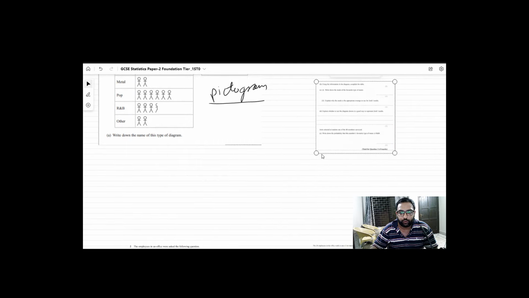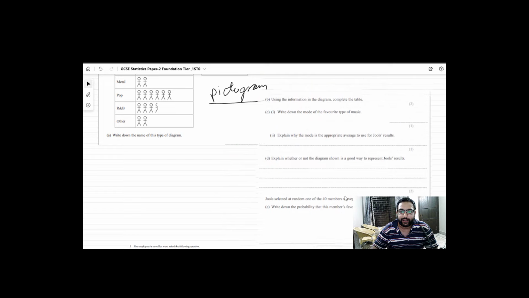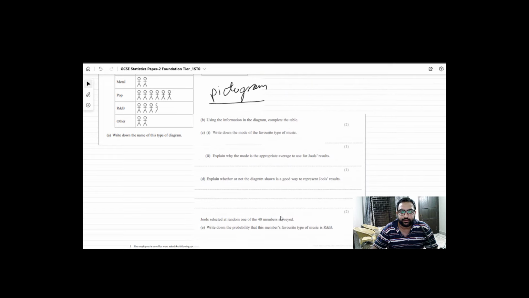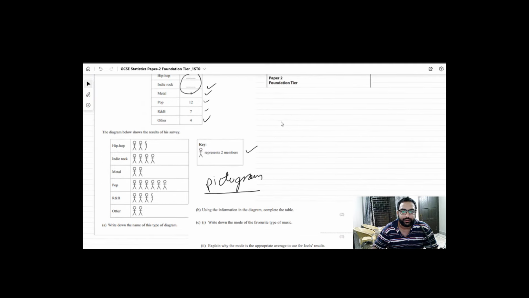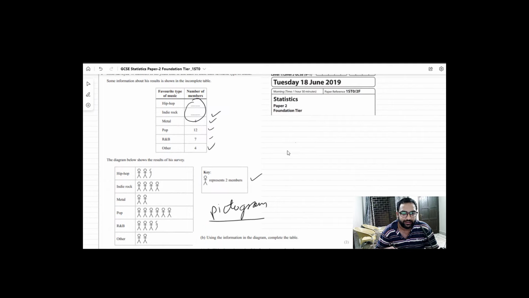Let me enlarge it and see what it says. In part B, it's saying using this information, complete the table. By using this diagram, we need to complete the table, and we know that hip hop and indie rock are missing. Hip hop is 2, 4, 5. We know it by using the key. As you can see, the key plays a very important role in identifying the quantitative variable. So I can write in place of hip hop 5, and similarly if we count for indie rock, we will get the answer to be 8. So we are done with part B.